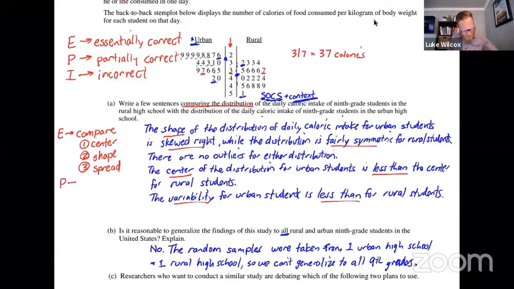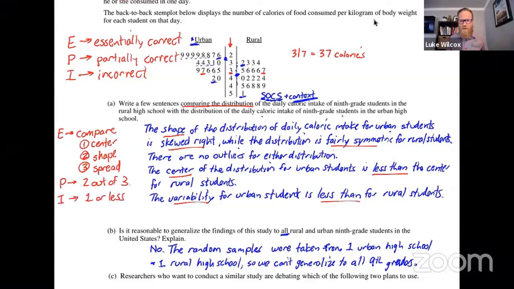Now, to get partially correct, you would have to have 2 out of the 3. Right, so maybe you forgot to talk about the spread, but you talked about the other 2. That could still earn you a partial credit. And then, of course, an I would be 1 or less.